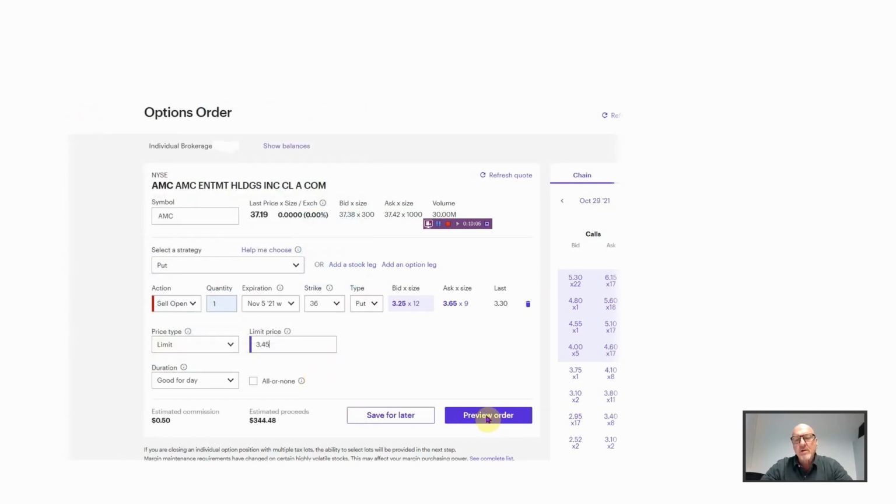Okay, if you open the preview order, and I didn't make a screenshot of this, it's simply going to say a sell open 1 November 5th, strikes 36 at $303.45. Okay, and then you'll have a little screen that says place order. So it's that simple. So you want to make sure that you use the right terms. Sell open, sell a put, and make sure you're getting a proceed and not paying out something. All right, because if you get an execution, this money is going to be immediately deposited into your account and you can spend it that very day.